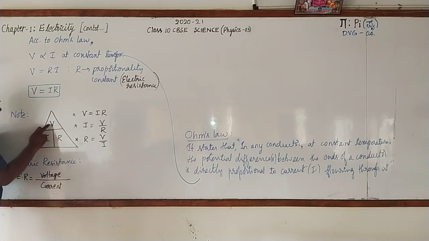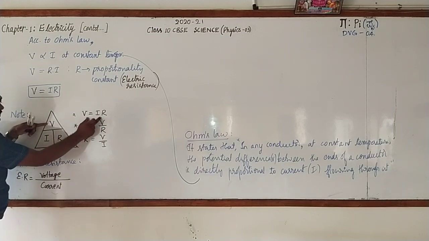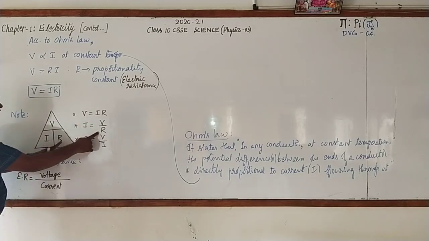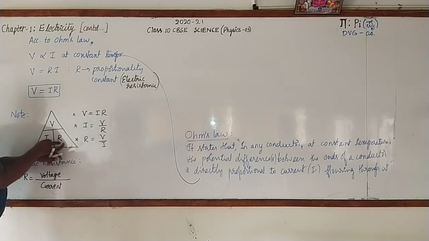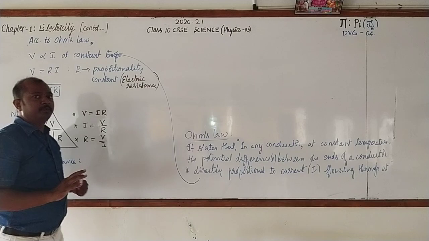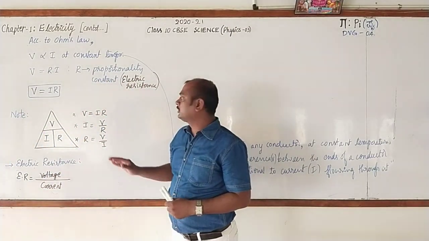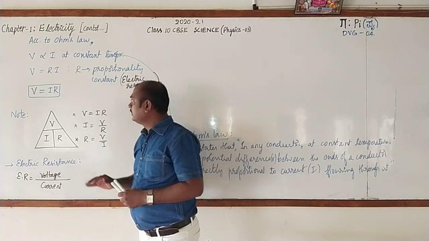Now the formula, see that first one, V equal to I into R, has been written. Second one, suppose you want to find out current. Current equal to V by R, that has been written. Then if you want to find out the electric resistance, R equal to these two, V by I. Got it? It is better to remember this triangle as a simple way to remember these formulas.